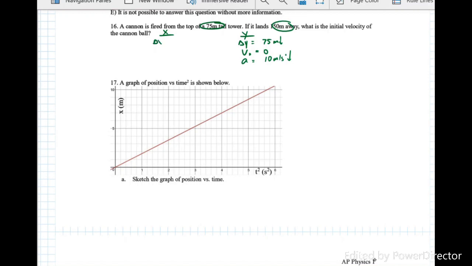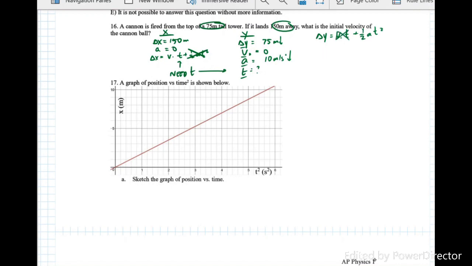150 meters away is how far I move in the x direction. So the delta x is 150 meters. Acceleration in the x direction is 0, always. So delta x is going to be initial velocity times time, plus half a t squared. But since the acceleration is 0, it's just initial velocity times time. If I want the initial velocity, I need the time. I'm going to get that from the y direction. So in the y direction, I need an equation that has all of those things in it. That's the third equation. Delta y is equal to v0t plus 1/2 at squared.